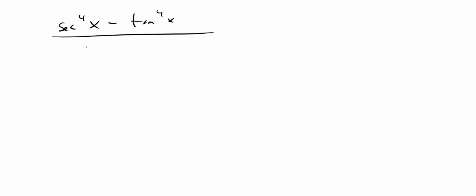Let's see. Ooh, that one's scary looking. All right. Secant to the 4th of x. Ooh, they use s. We're using x. Minus tangent to the 4th of x over secant squared of x plus tangent squared of x equals secant squared of x minus tangent squared of x.